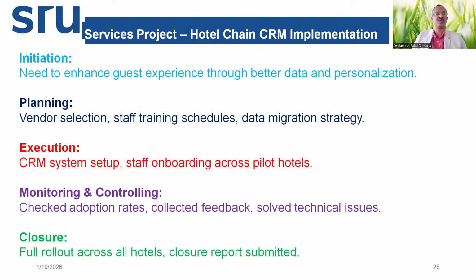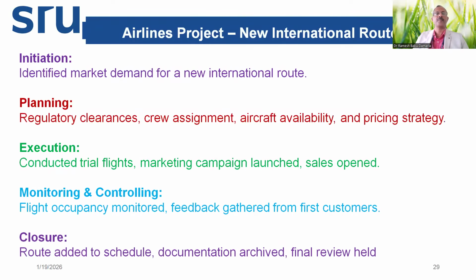In execution, the actual software, the customer relationship management system, is set up, and staff onboarding across pilot properties is done. In monitoring and controlling, check the adoption rate, collect the feedback, solve the technical issues, upgrade, update it. In closure, final rollout is done so that it is implemented in all the properties as planned.